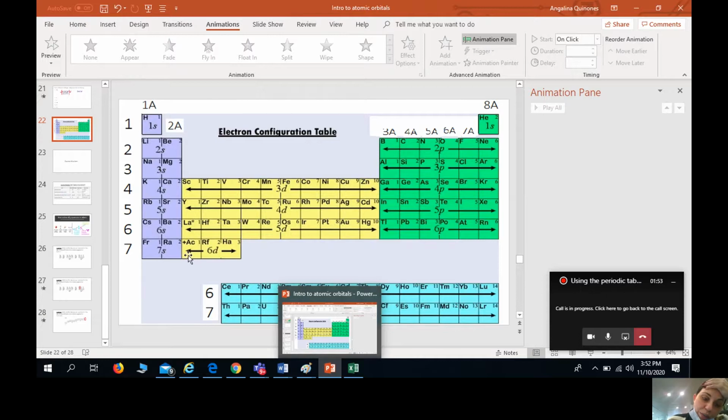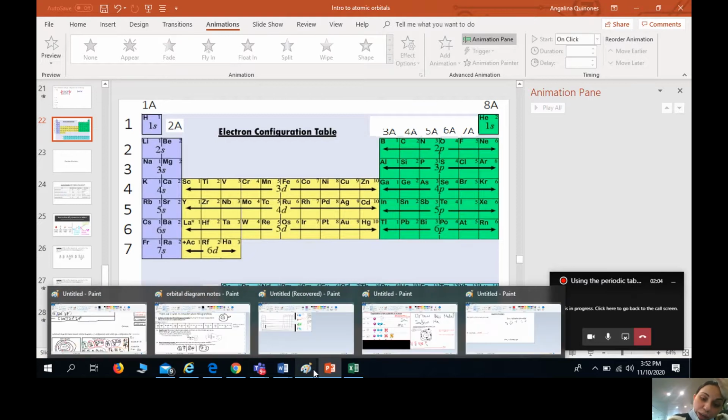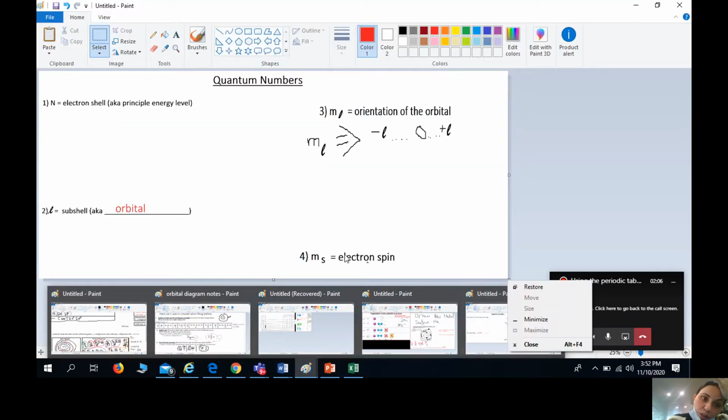So the way that you read this, let's say we were trying to find the electron configuration for, let's say carbon. What we've done in the past is make orbital diagrams, so I can show you the long way and then I'm going to show you the short way. So let me open up Paint, brand new.